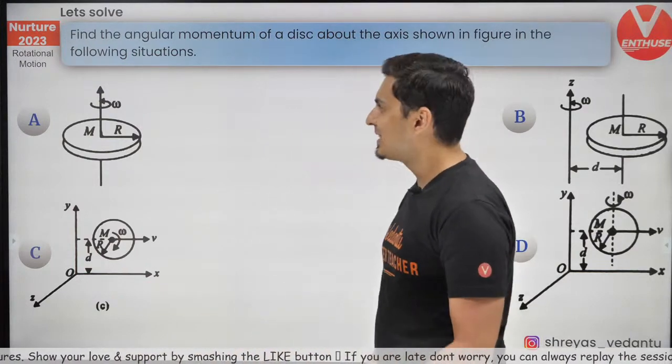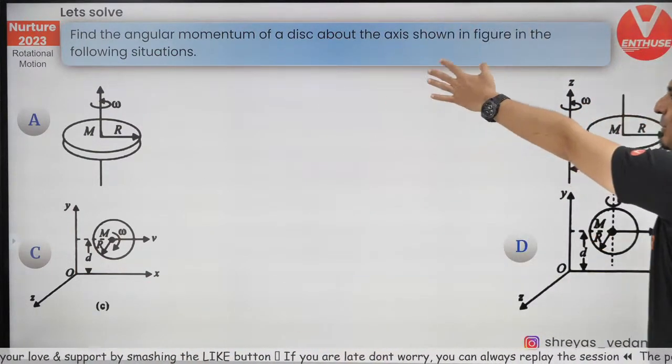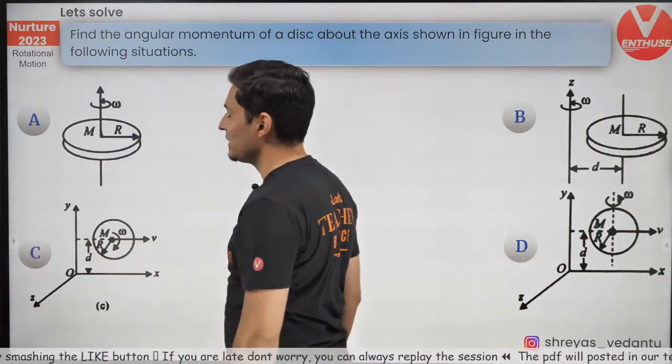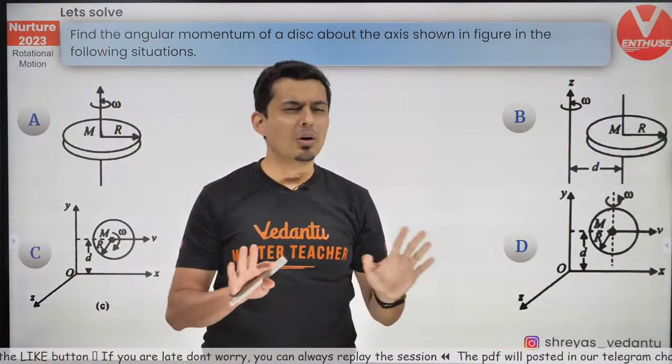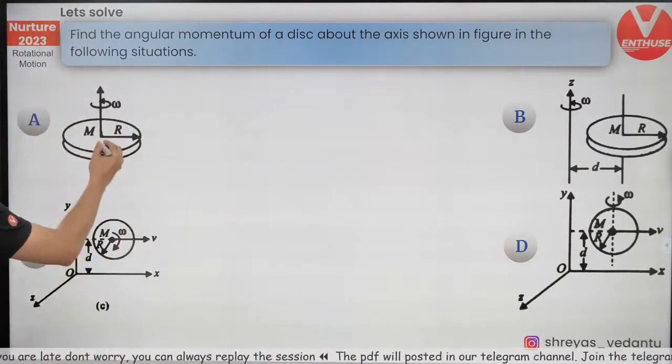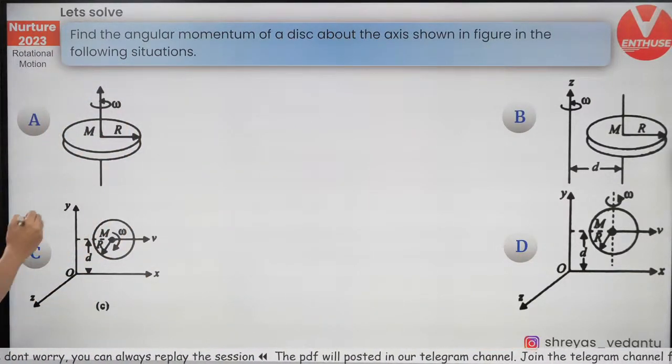Okay, these are not options, my warriors. Find the angular momentum of a disk about each axis for all the 4 situations over here. This will clear all your doubts. Trust me on this. Okay, let's go ahead. Let's start with the first one.